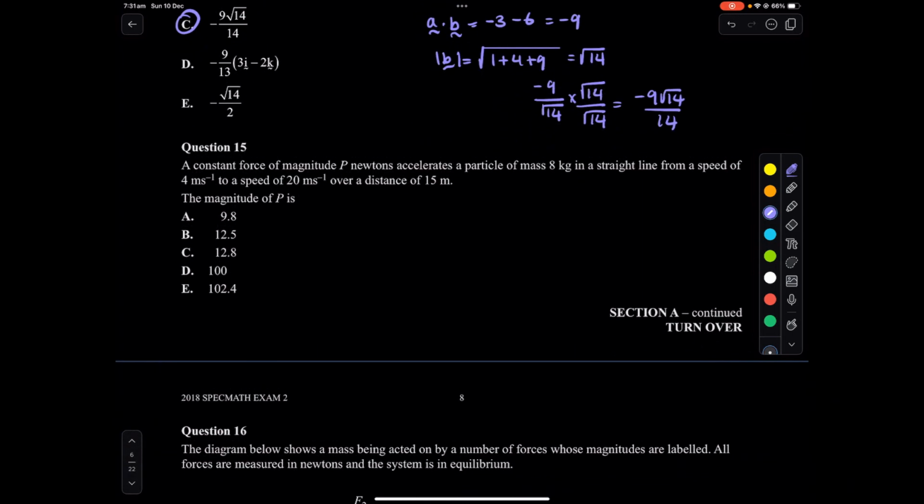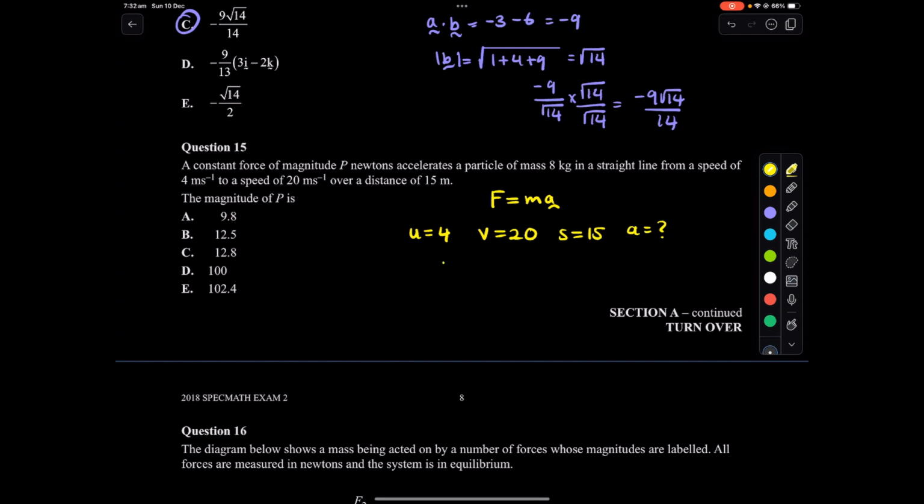Easy. Question 15. A constant force of magnitude p newtons accelerates a particle of mass 8 kilograms in a straight line from a speed of this to a speed of this over a distance of 15. The magnitude of p is what? Okay, so we want to find the force. Well, we know that force is mass times acceleration, the net force. In this case, if we have the initial speed, which is 4, the final speed, which is 20, and the displacement, which is 15, we actually want to find the acceleration. We can use our constant acceleration SUVAT formulas to calculate that.